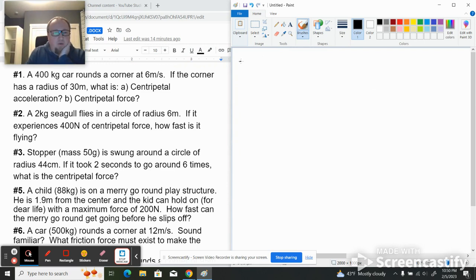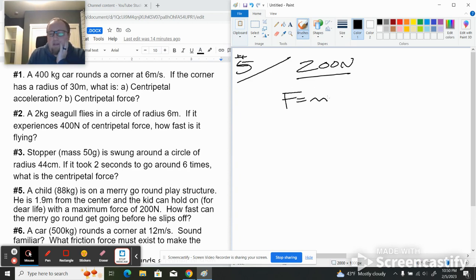The kid can only apply... Oh, skip number 4. Let's do number 5. Child is on a merry-go-round play structure. The max the kid can hold on is 200. That's all the kid can do. How fast can the merry-go-round go before he slips off?